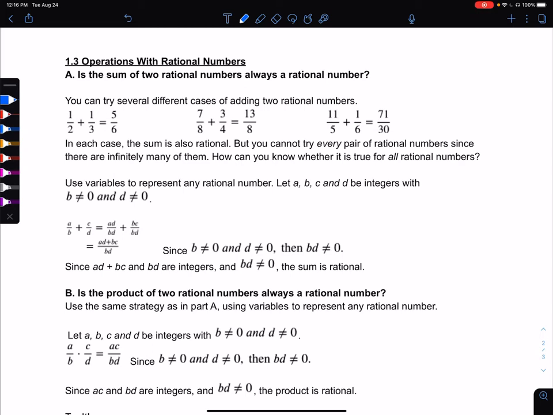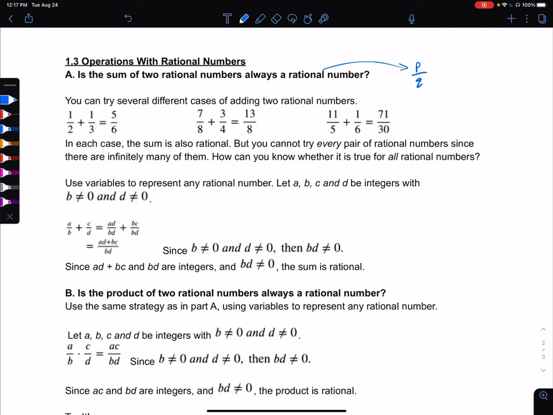So let's start with this: you can try several different cases of adding two rational numbers. And remember, a rational number is something that can be written as p over q. So we have some kind of fraction like 3/2 or 5/8 or anything like that. Something like radical 2 cannot be written as a number over another number, two integers, so we're going to say that radical 2 is irrational. Just remember that for a number to be rational, you have to be able to write it as p over q. That's why these examples, 1/2, 1/3, 5/6, are all rational numbers.